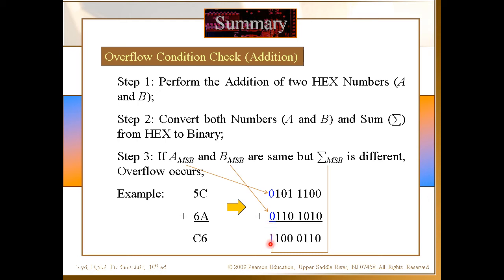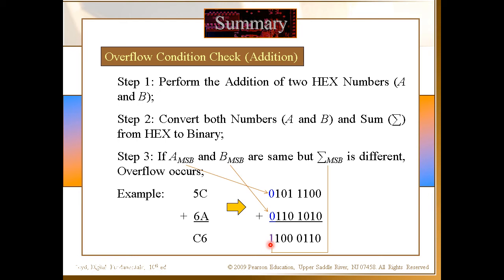But the most significant bit from the sum is different, which is the case here, right? See, the most significant bit is 0 in case of A and B, but for the sum, the most significant bit is different. That means there is an overflow. Because it is impossible that you are adding two positive numbers and your answer will be negative. Or it is also impossible that you are adding two negative numbers and your answer is positive.